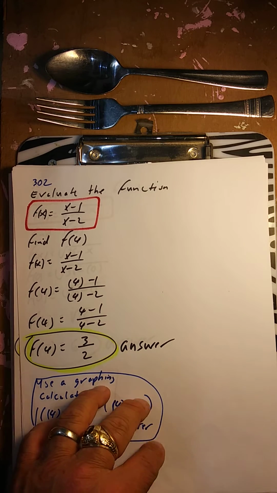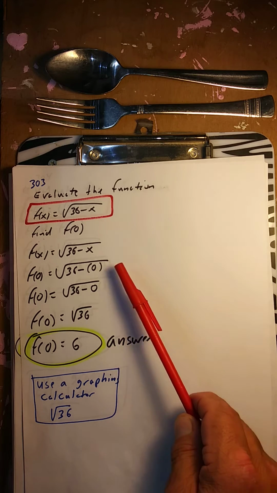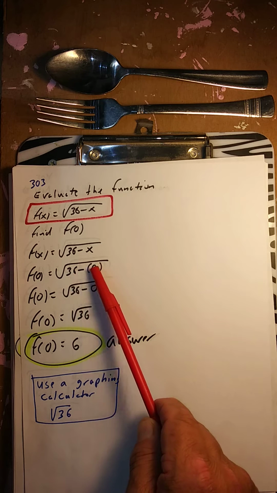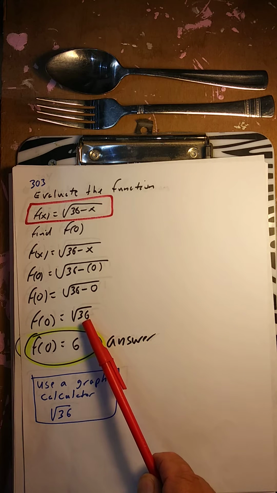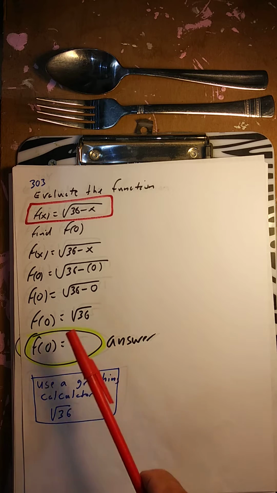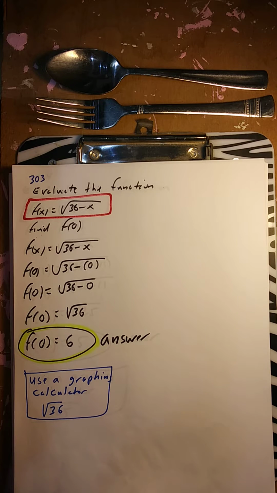Alright, this one: evaluate the radical function f of x equals square root of 36 minus x. F of 0. Put a 0 there. So that's going to be 36 minus 0. Take the parentheses off. That's going to be 36. And the square root of 36 is 6, because 6 times 6 is 36. Use the graphing calculator also if you want to.